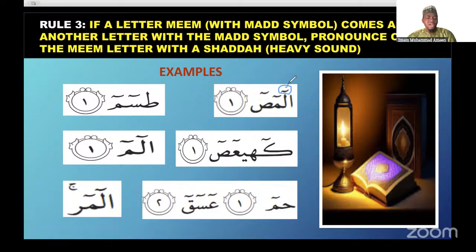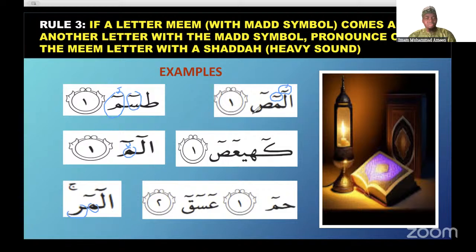When you see a mad symbol and you see a meem right after a letter that also has a mad symbol, then you're going to pronounce the meem with shadda. Okay, see here the same thing. The seen has a mad symbol, and the meem also here has a mad symbol. So this meem is pronounced with a shadda. Here as well, the meem will get pronounced with the shadda because the letter coming before it also had a mad symbol. The same thing here. The meem here also had a mad symbol, and the raa also had a mad symbol.